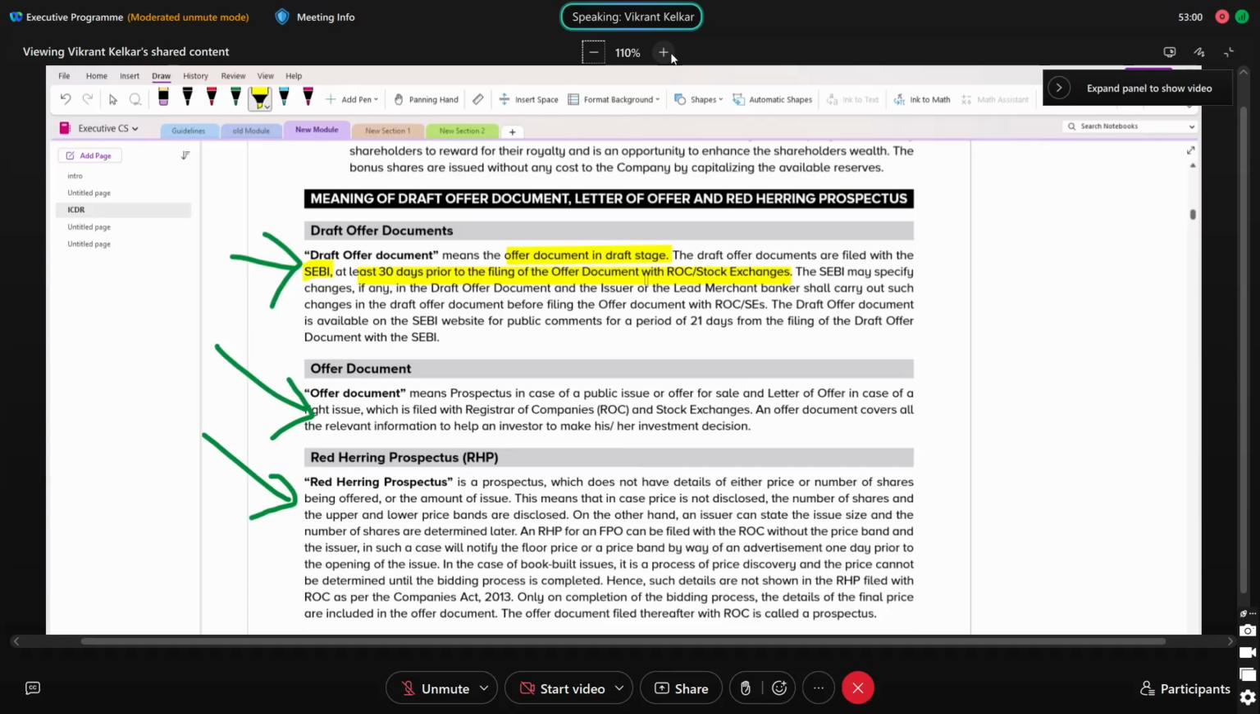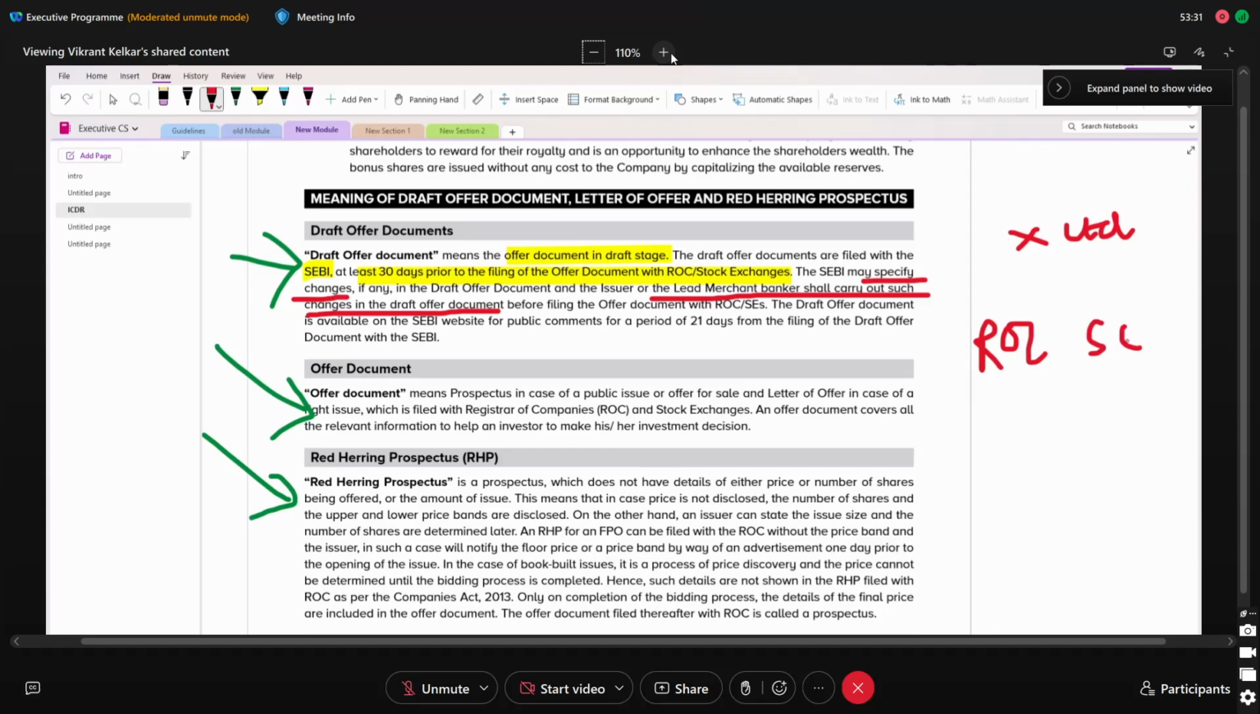So you have to submit these documents first, and the SEBI may specify changes if any. That is the problematic part. May specify the changes. वो most of the time होते ही हैं, correct? And in the draft of a document, the issuer and the lead merchant banker shall carry out such changes in the draft of a document. So what is the sequence? फिर से एक बार देखो, X Limited is the company, the party that is to be approached directly is ROC. Then you have to approach SEBI, and then you have to approach the stock exchanges for the sake of listing.